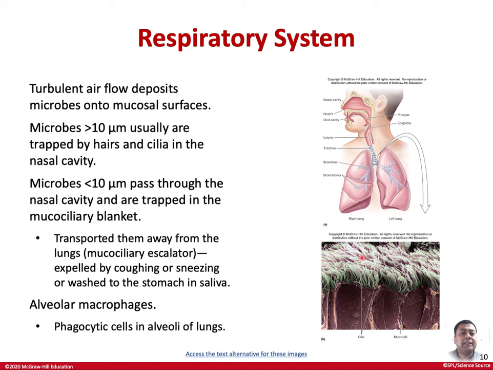So then this layer of cilia do beat from the lower part towards the upper part in a uniform fashion. And this uniform movement is known as the mucociliary escalator. So these transport all these microorganisms away from the lungs, and they can often be expelled by coughing and sneezing or washed out to the stomach by saliva. Now, if the mucociliary escalator is breached and the pathogen can enter inside the lungs, there are also some phagocytic cells in the lungs which will take care of that, which we will come back to later.